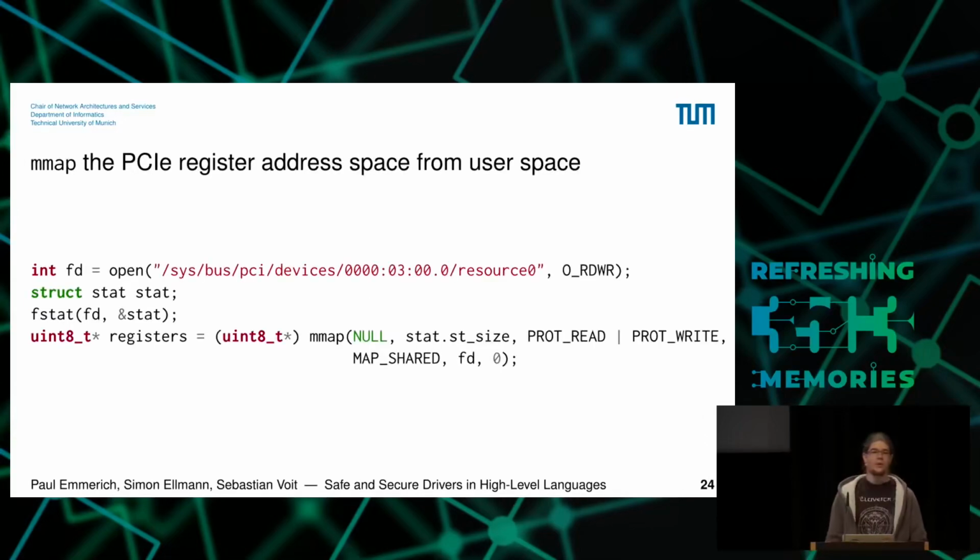Next step, we have to mmap our PCI register from the address space. And for that, we open our magic file and execute an mmap. The challenge here is mainly that for every high-level language you want to do this in, you have to have some kind of way to actually use an mmap, either via a library, or in the worst case, you just have to use some C code for that.